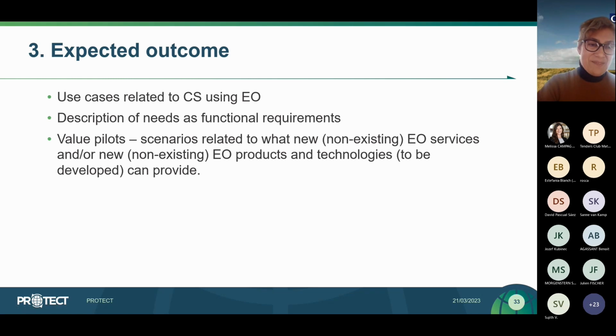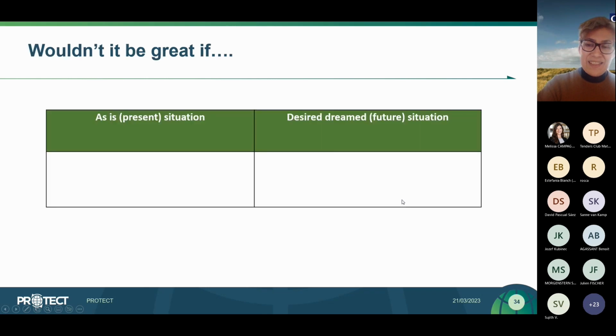So, going to the next slide to end up. Yes, and we would like you to get inspired for the workshops. Already think about what your present situation is, what your use case is, what you experience at the moment, and what your dream situation is. What would you like to achieve? And this is a really open question.